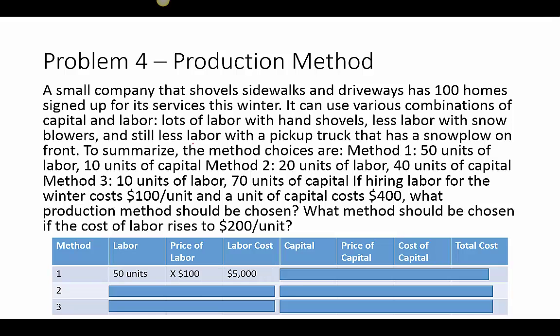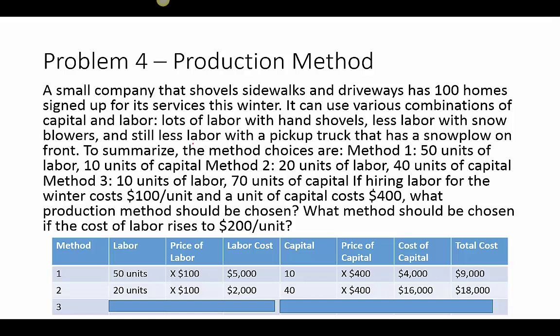What we're going to say is, for method one, we're going to use 50 units of labor, whatever that is: 50 people, 50 hours, 50 whatever. The price of labor is going to be $100. The labor cost is those two multiplied, so it's 5,000 altogether. Capital is going to be the same way. We have a certain number of units of capital, and the price of capital is $400 per unit. Multiply them out, and that's our cost of capital. Add the labor cost and the cost of capital together, and that gives us our total cost of 9,000. So we're going to do that for all three methods.